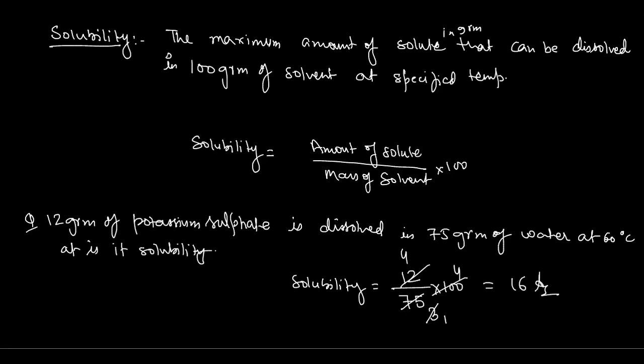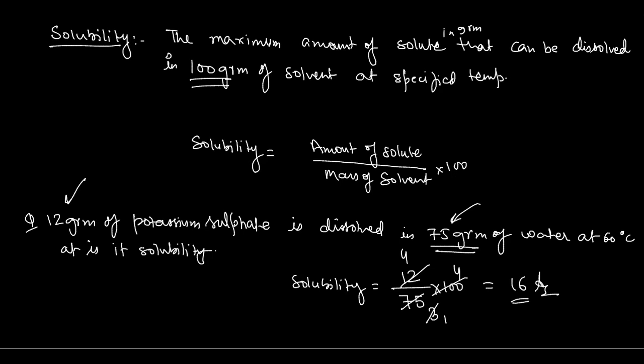Sir, if the value of the solvent is greater than 100 grams, we can't use the formula of solubility now? No, we can use the formula of solubility here. So 16 is the solubility, it means the maximum amount of solute that can be dissolved in 100 gram. 75 gram of solvent is being given to you. So in 75 gram, we are only able to dissolve 12. So in 100 gram, we need to calculate how much amount we can dissolve. It is 16 grams. So we have calculated that 16 grams of solute can be dissolved in 100 gram of solvent.